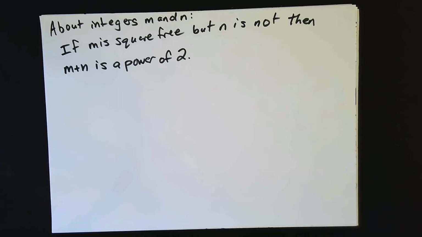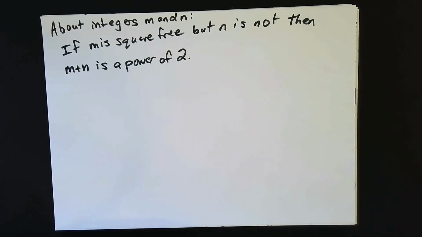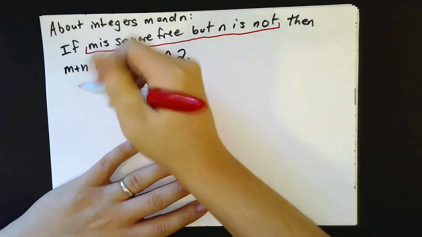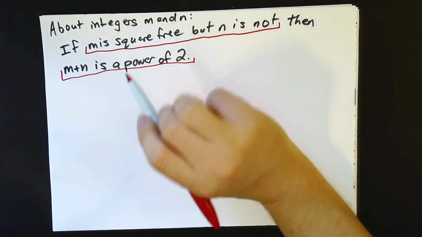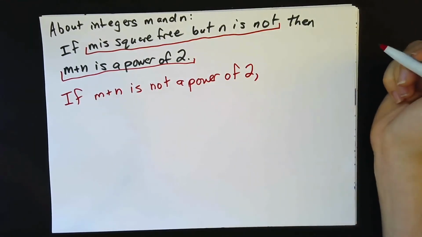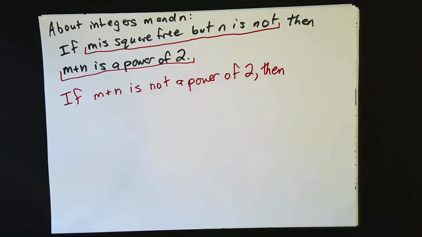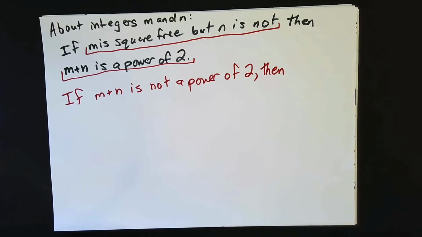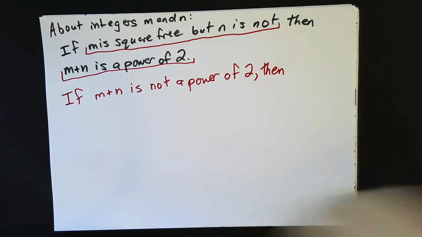So here we're back to talking about integers. And so we have here, if m is square free but n is not, then m plus n is a power of 2. Take a moment to yourself, do it, and then come back and watch. So we're going to write down the negation of m plus n is a power of 2, which I don't think there's any better way to say than m plus n is not a power of 2. But now we come to what can potentially be a sticking point, which is we have this phrase, m is square free, but n is not. What does this but mean?